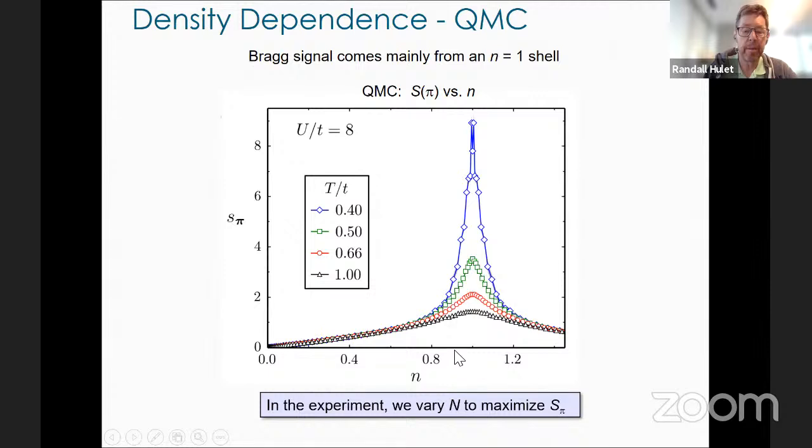So we need to be attentive to the fact that this thing is very highly peaked according to density. So we want the density to be right in the middle of that Mott plateau, right in the middle of the Mott gap. So we want the density to be 1. And the way we can vary that is by changing the number of atoms. We maximize our signal by varying the number of atoms such that the density is about 1 per site. We're in this Mott insulating phase.